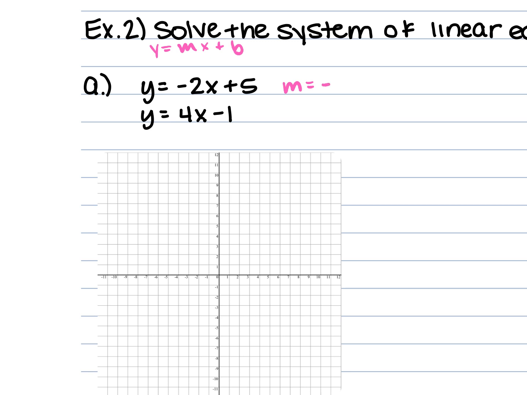Just 2? Negative 2. So my slope is negative 2. And what's my y-intercept? 5. What would I put first on my graph? 5. So I'm going to put a point at 5. And then how do I show the slope of negative 2?